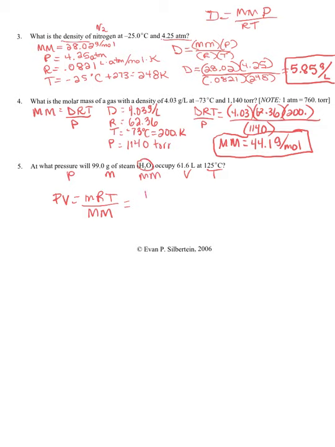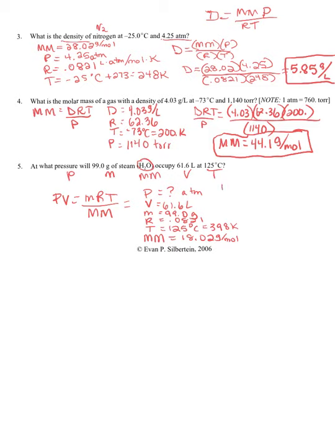So my table: P, V, M, R, T, MM. Pressure is question mark, V is 61.6 liters, M is 99.0 grams, R, I'm going to leave that for a minute, T is 125 degrees Celsius, which is 398 K. Molar mass for water, I have 2 hydrogens and 1 oxygen. That makes it 18.02 grams per mole. The R value I'm going to use is 0.0821. That means I'm going to have to make my pressure come out in atmospheres.